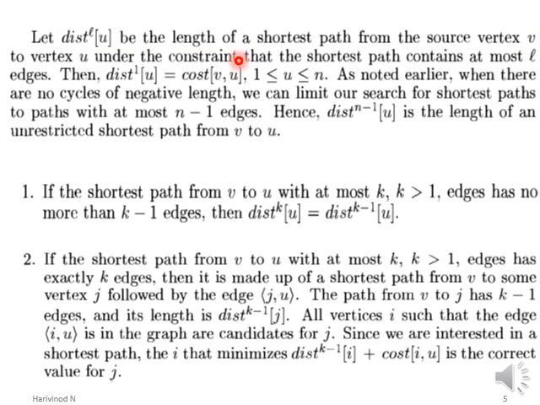As we can understand, dist 1 of U, 1 is nothing but the length of the path. So it means that in the very beginning, dist 1 of U can be initialized from the weight matrix or the cost matrix. Cost represents the weight matrix of the graph. So dist 1 of U is equal to cost V comma U.